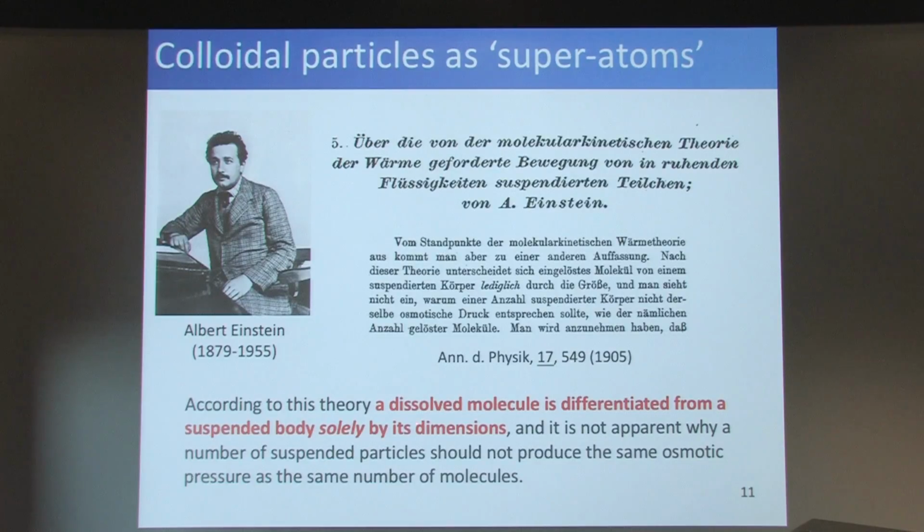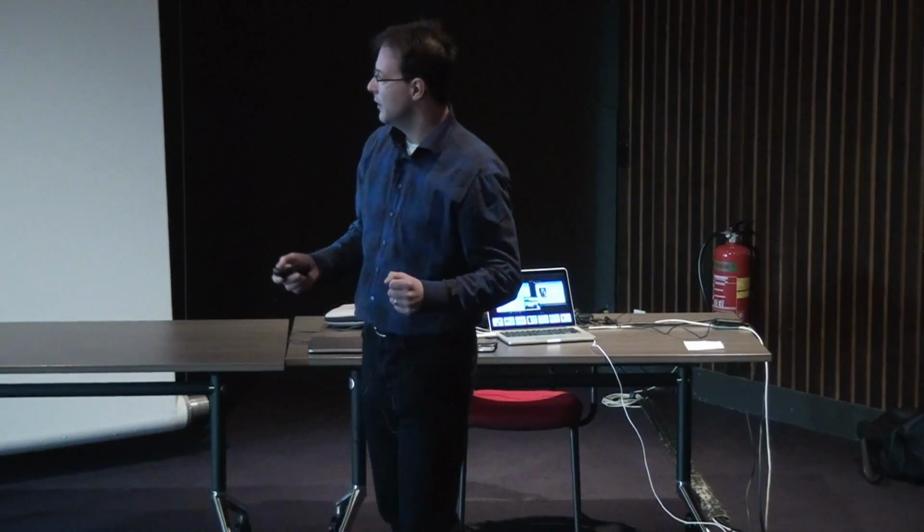But anyway, the point is that what he said is that a dissolved molecule is differentiated from a suspended body. And with the suspended body, I mean a colloidal particle in this case. Right? It's just sitting in water and it's just walking around, or in any solvent. It is only differentiated from a suspended body, a colloidal particle, solely by its dimension. And this is a key thing. So what he's saying here is that, to some extent, these colloidal particles do exactly the same thing as atomic and molecular materials, apart from the fact that it's bigger. Yeah? This is what Einstein said.